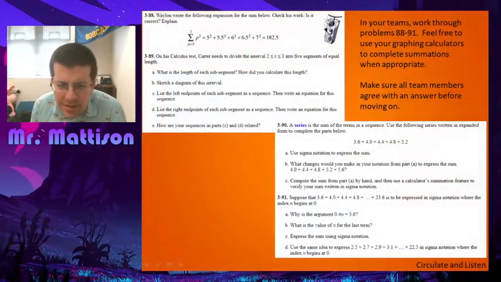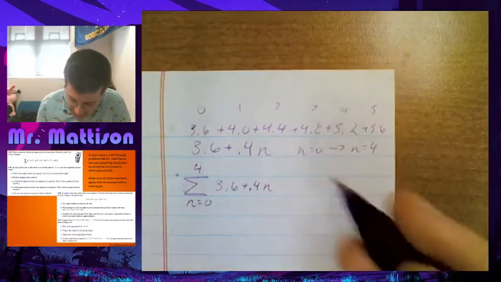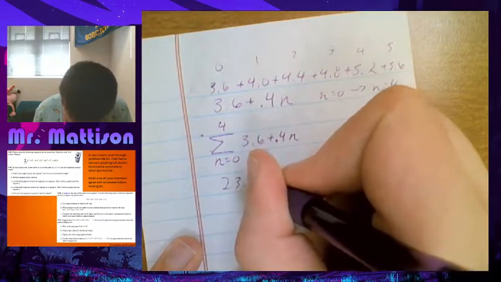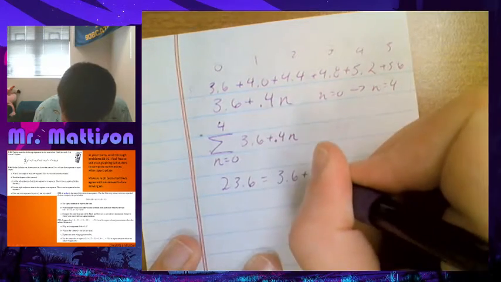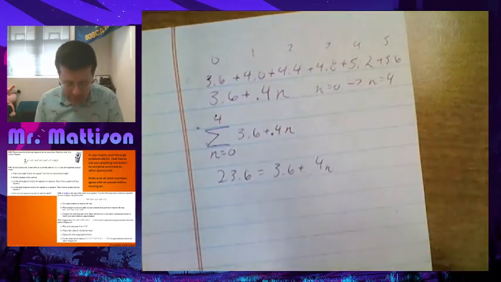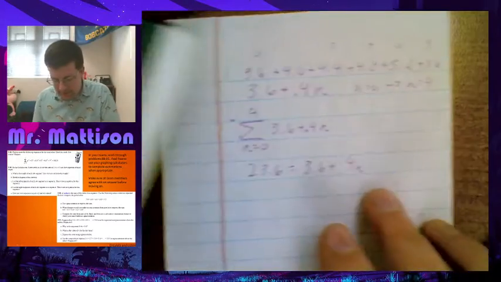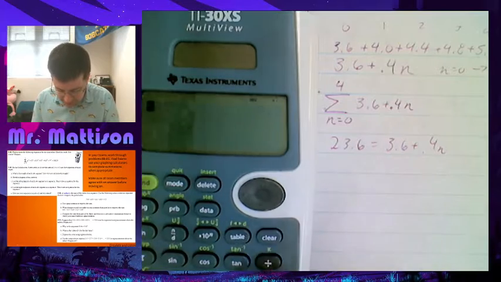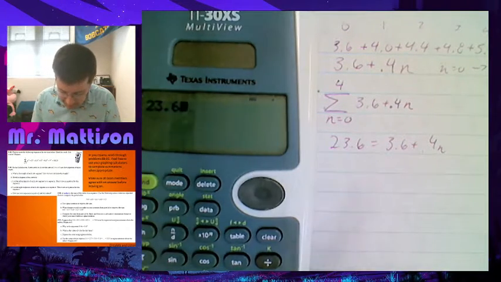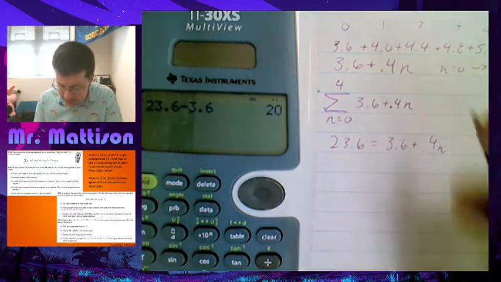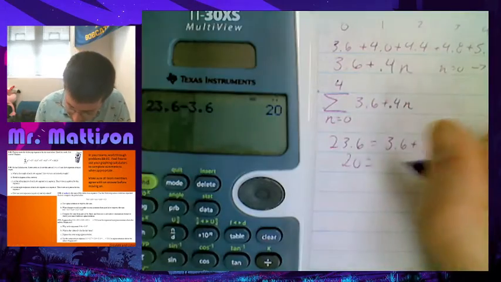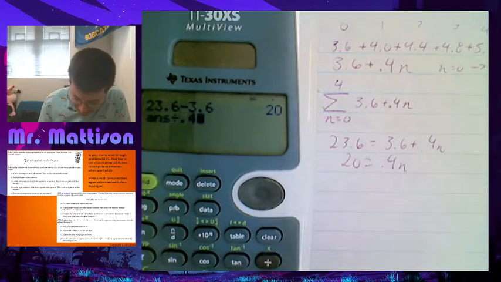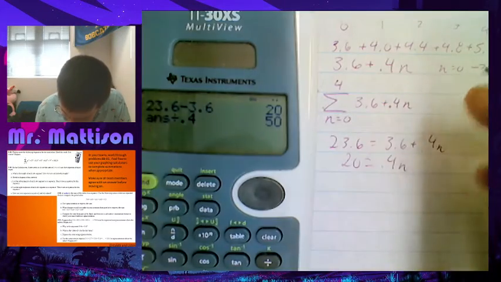Is it 23.6? Yeah, okay. So I can say, well, 23.6 equals 3.6 plus 0.4n. So if I do a little bit of algebra here, I can do 23.6 minus 3.6, and I get 20. So I get 20 equals 0.4n. I then divide by 0.4, and I get 50.